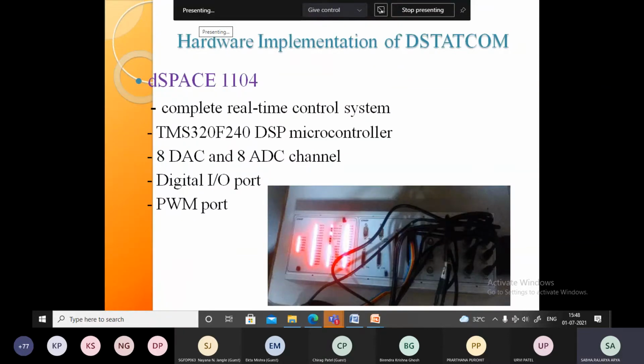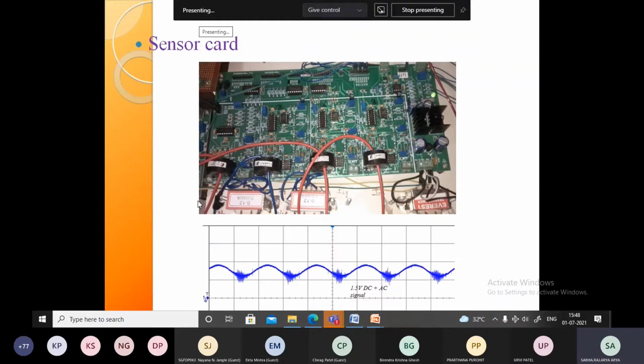For that we have used one processor, this is dSPACE 1104. Also we can implement it using a low-cost processor. Microcontrollers and microprocessors, those things we can also use. And here you can see 8 ADC are there, digital IO and PWM ports.